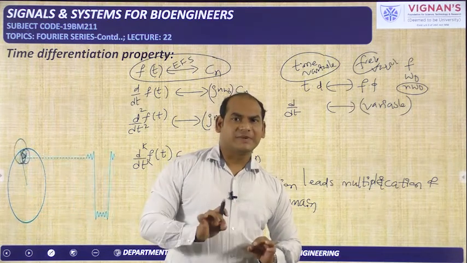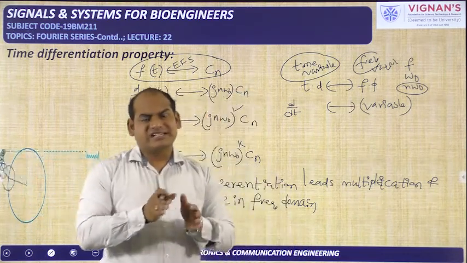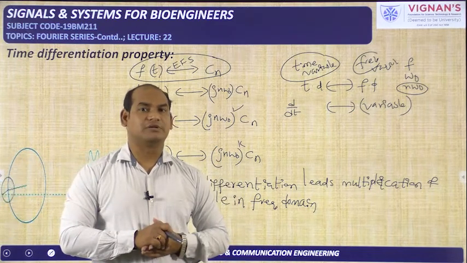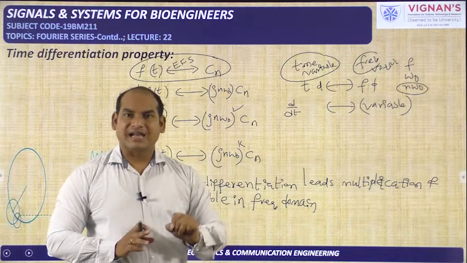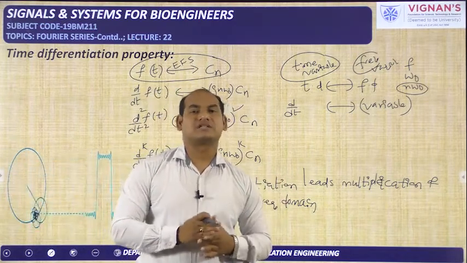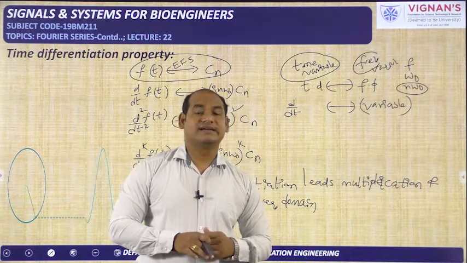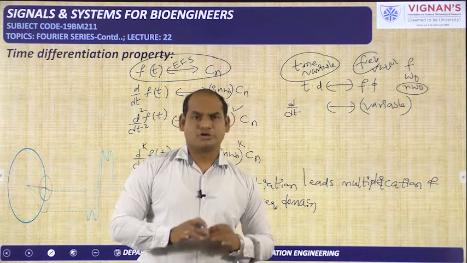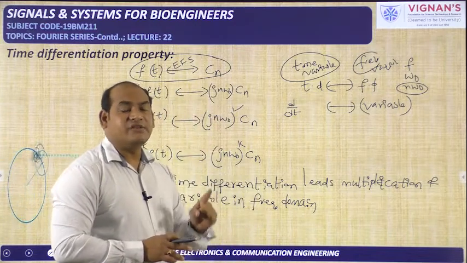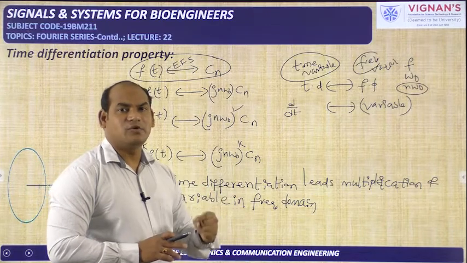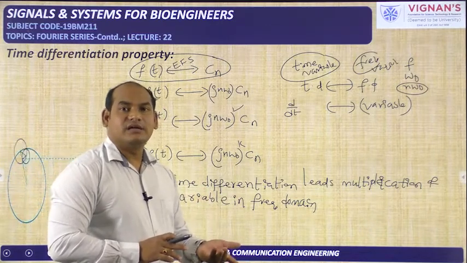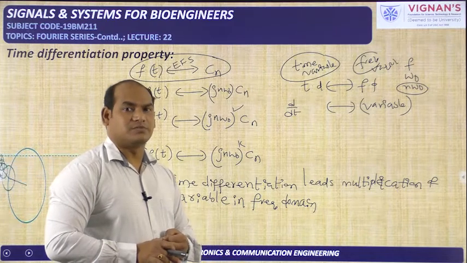So what is the general statement? Whether you are doing the differentiation in the time domain or the frequency domain, in the other domain you need to multiply with the variable. This is valid not only for the Fourier series; it is valid for the Fourier transform, Laplace transform, and discrete transforms also. So generally you need to remember this statement: differentiation in one particular domain, time or frequency, corresponds to multiplication by the variable in the other domain.